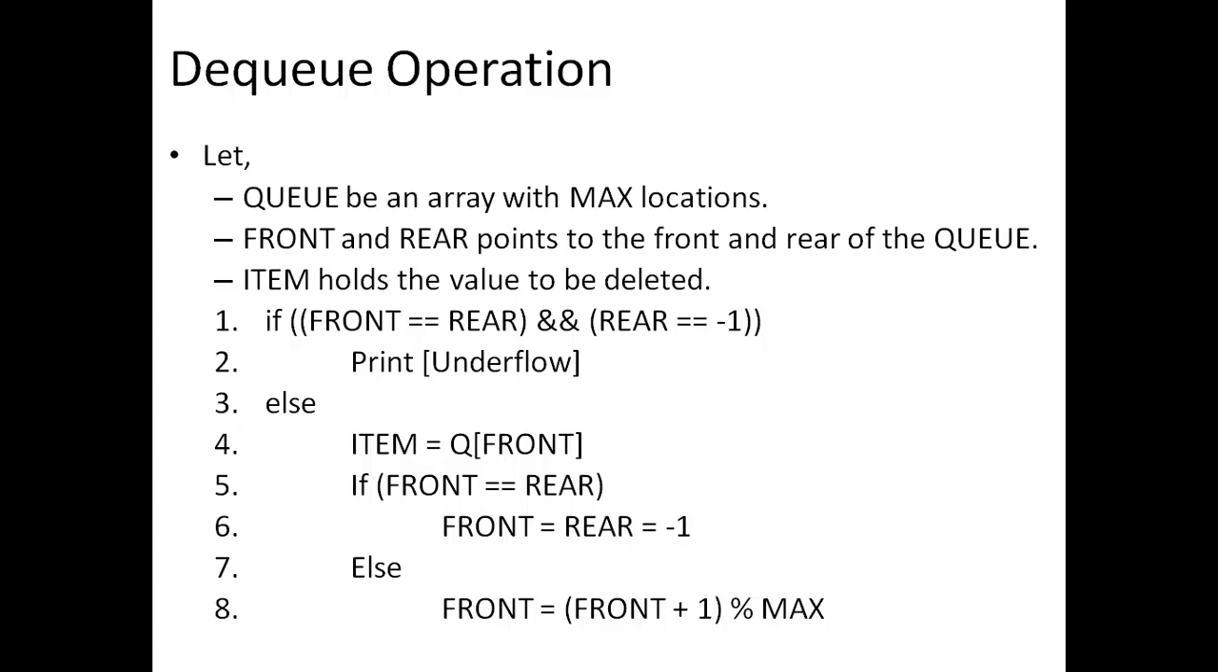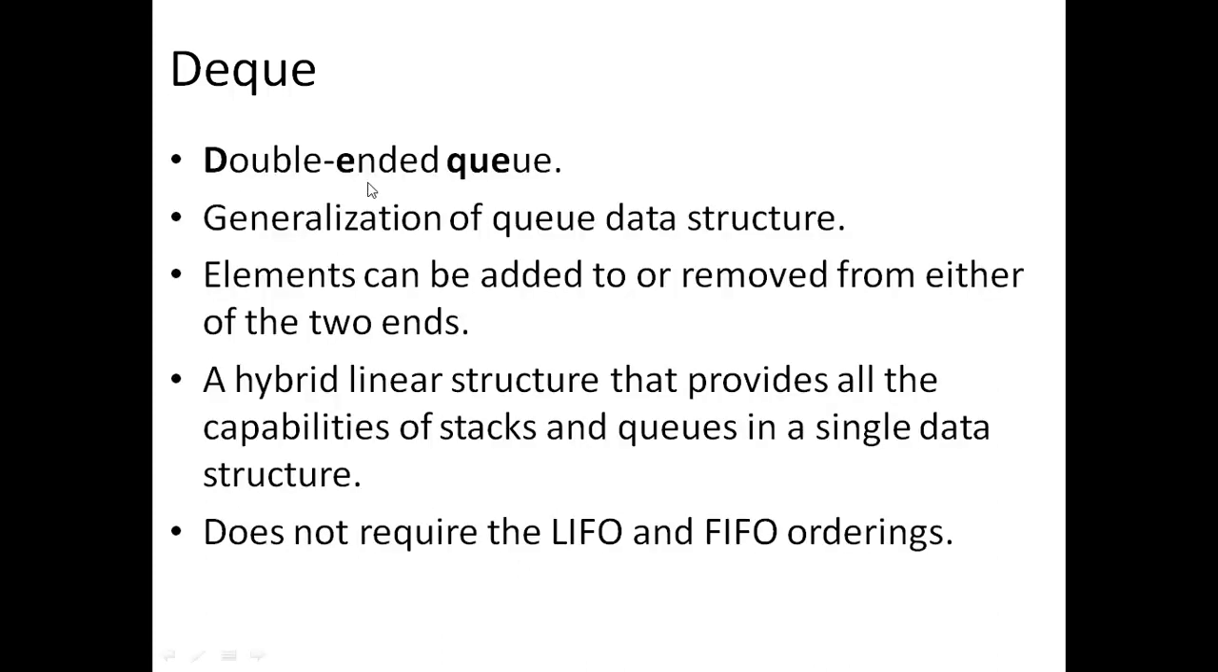We just have to modify the enqueue and dequeue operations, and we have to update the conditions for underflow and overflow in order to implement the circular queues. The next variant is the doubly ended queues, which is a generalization of queue data structure.